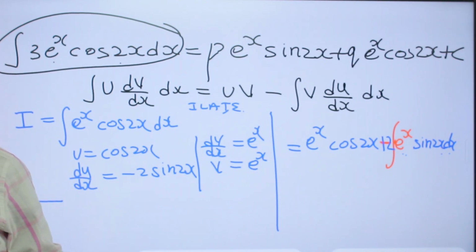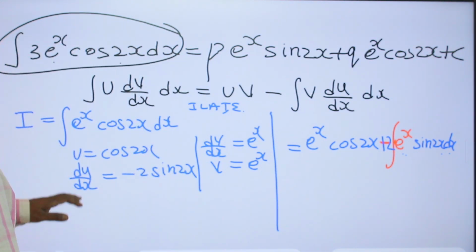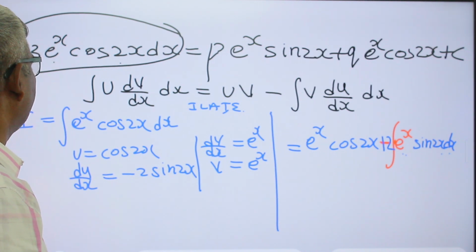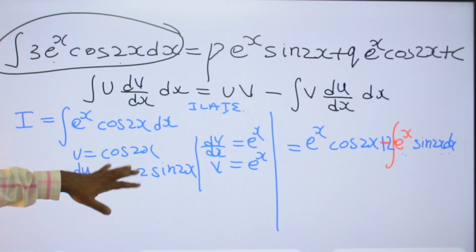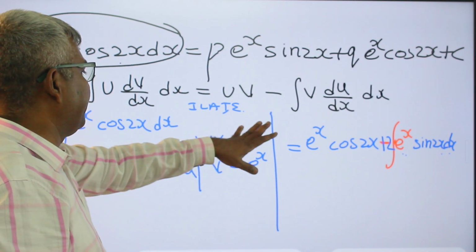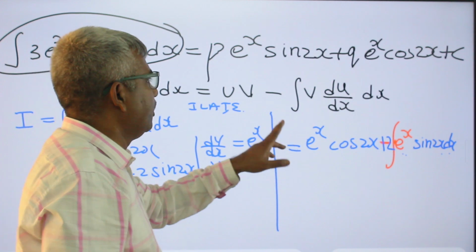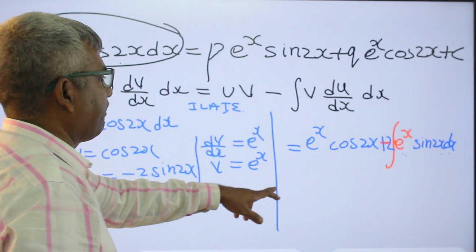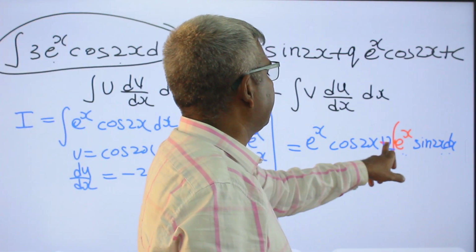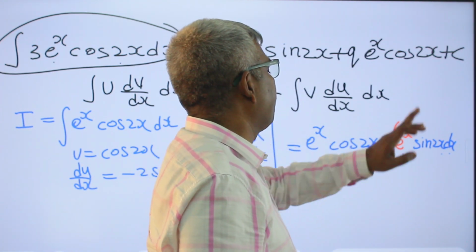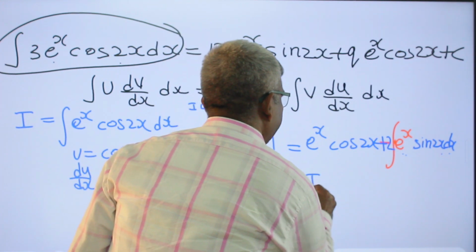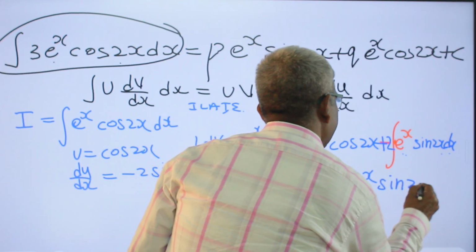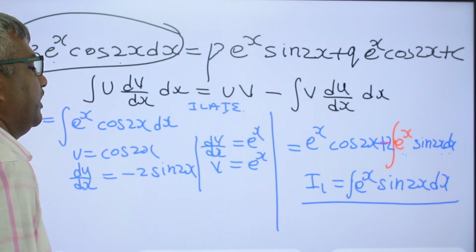First, until now copy down. First I take 3 out for our practical convenience. Then e power x cos 2x dx we are going to integrate. That is I. U equal to cos 2x, du by dx is minus 2 sin 2x, dv by dx is equal to e power x. If you integrate, v is equal to e power x. Uv, u is cos 2x, v is e power x, minus v, v is e power x, du by dx is minus 2 sin 2x, this minus minus will be plus 2, plus 2 e power x sin 2x. Now let I1 be the integration of e power x sin 2x dx. Now we are going to do this one.